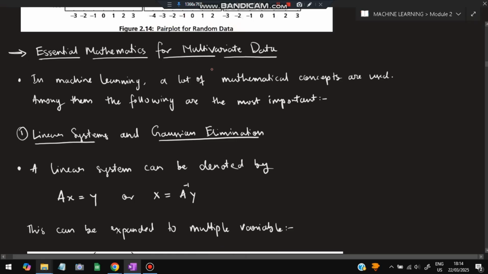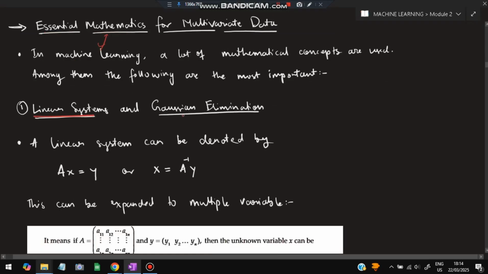Now to understand and learn multivariate data, you need to understand three things in mathematics, because machine learning is very closely related to mathematics. The first thing you need to learn is linear systems and Gaussian elimination, because this will be used in multivariate data. If you don't know this, you can't deal with machine learning.